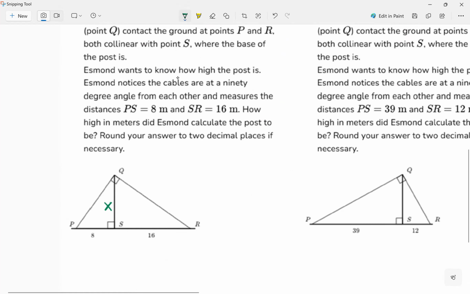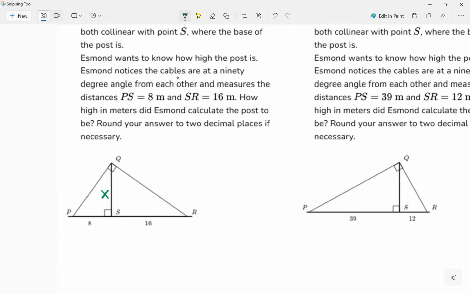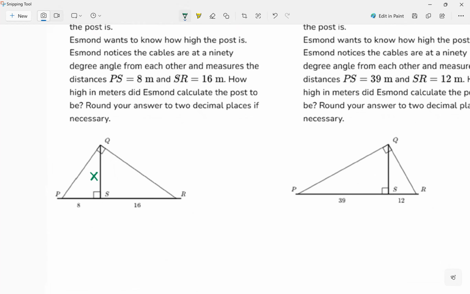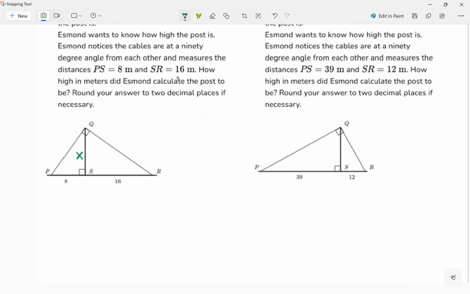Esmond notices the cables are at a 90-degree angle from each other, and the distance PS is 8. So we can see from P to S is 8. We can see it already marked. The measurement SR is 16. How high in meters did Esmond calculate the post to be? Round your answer to 2 decimal places if necessary. Okay. So again, let me see this as a red triangle.